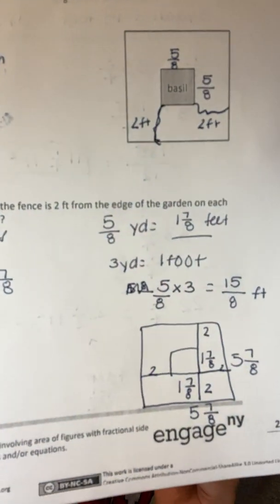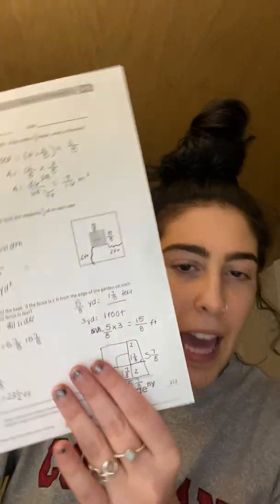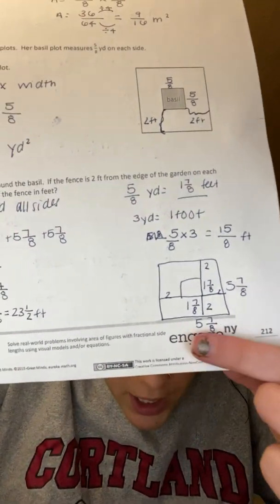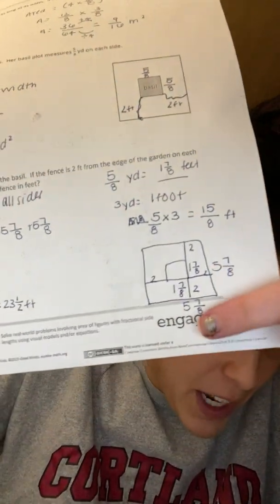As you can see, I labeled everything, I added them together, I did the math, and I got 5 7/8 for each side. You can see I labeled it right here and right here. So now, I said that 5/8 yards, if I wanted to convert it to feet, would give me 1 7/8 of a foot. And then I have 3 feet equals 1 yard. So I did those conversions up here, and then I brought them down here into my actual drawing.